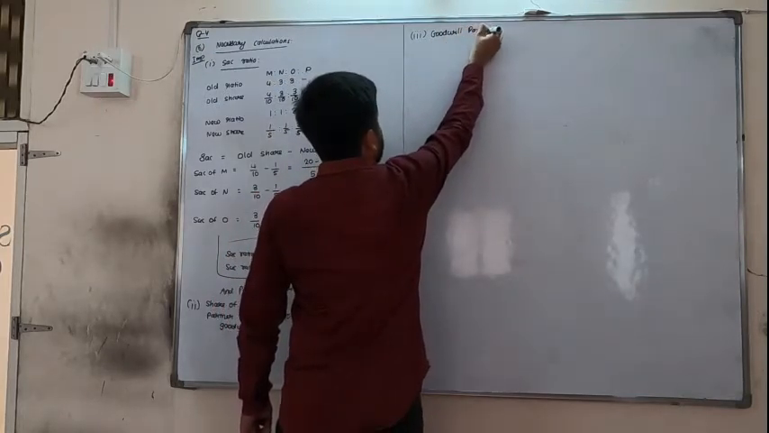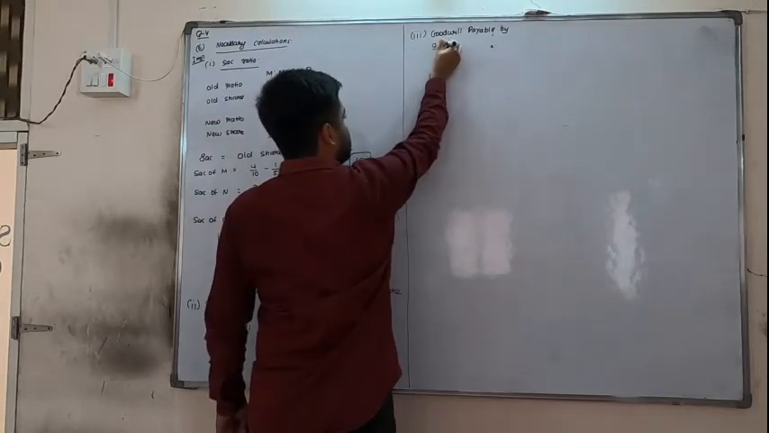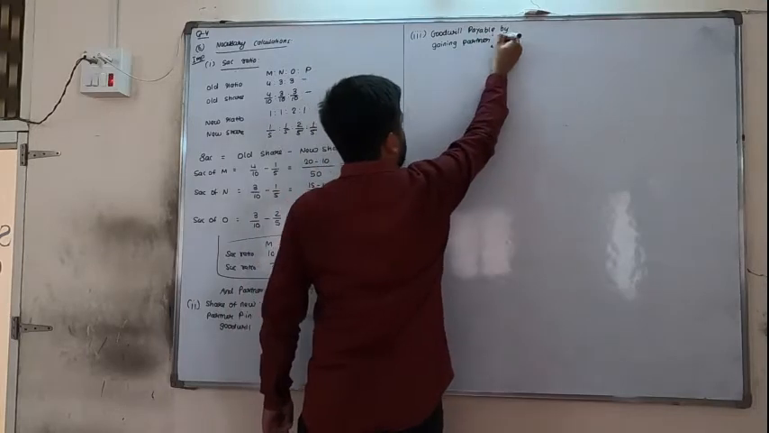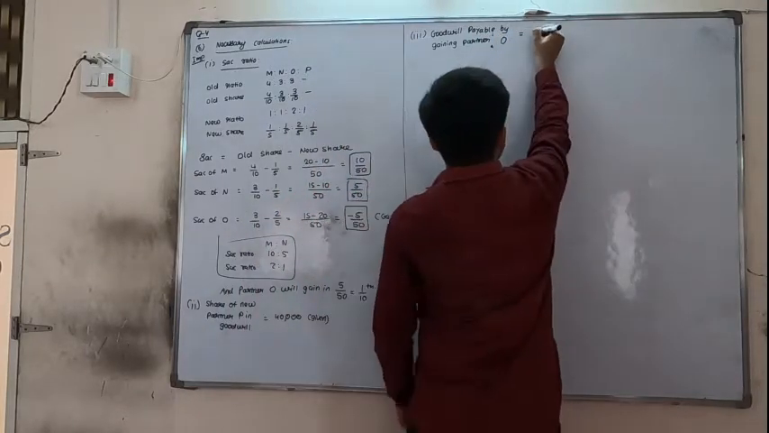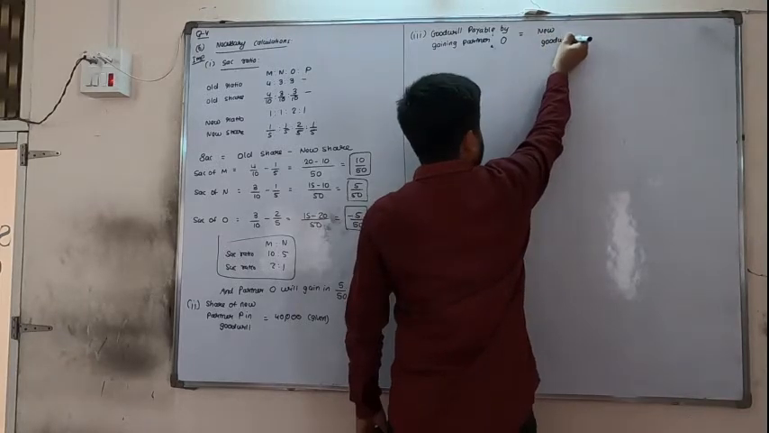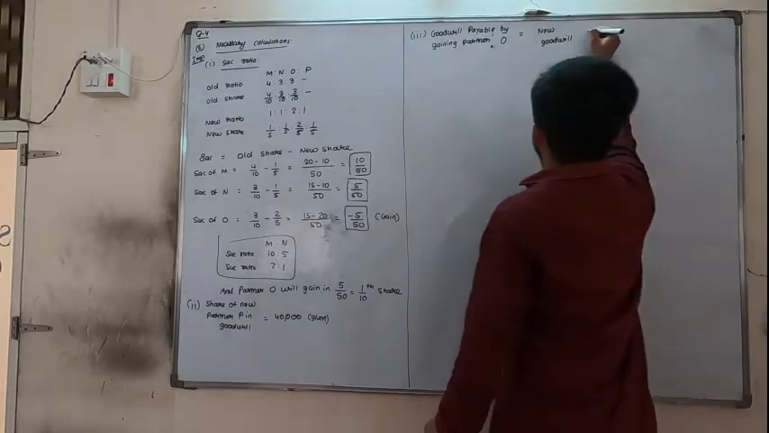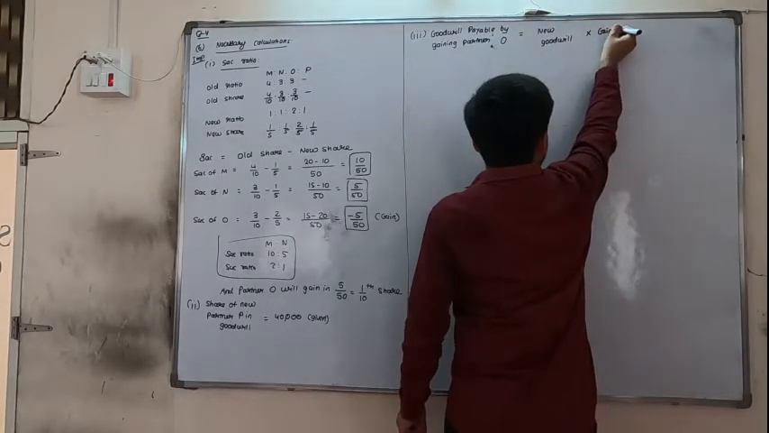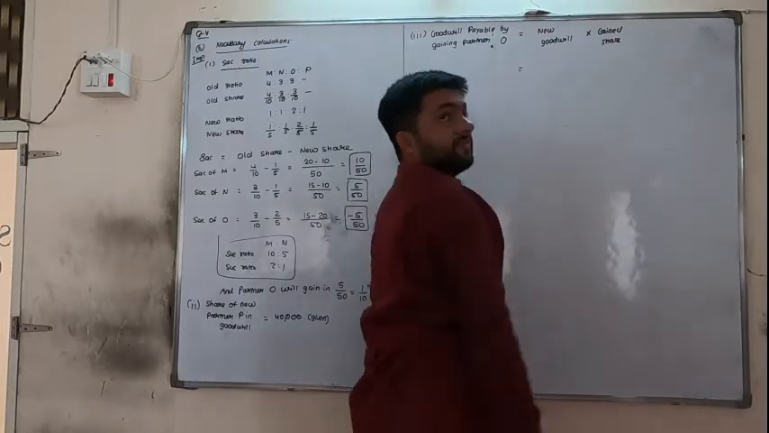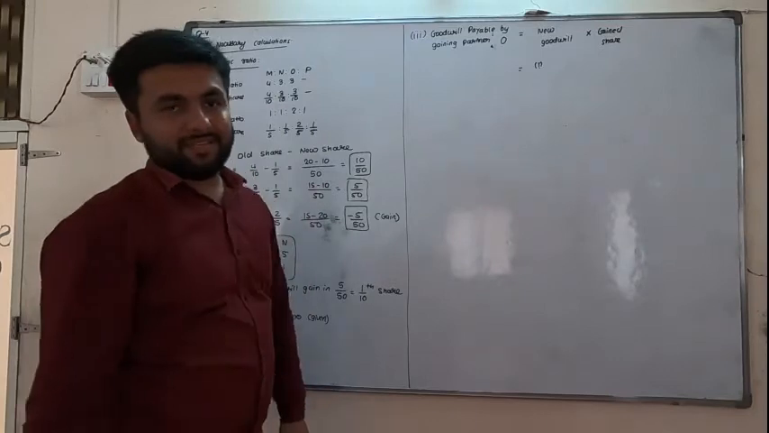Goodwill payable by gaining partner O is equal to new goodwill into gained share. Now again I would like to say that this new goodwill is not there in the sum.